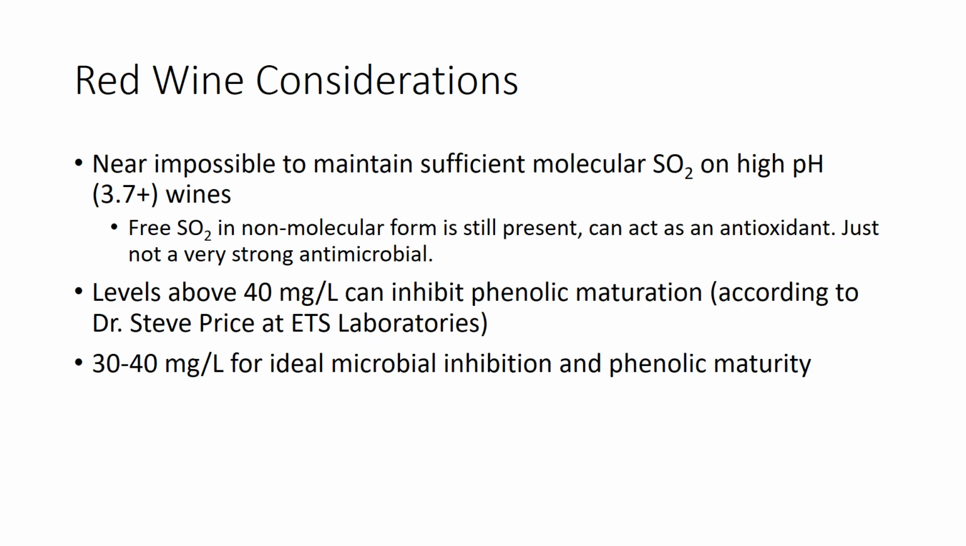This is a dangerous situation, though, because you don't want to go at a very low level of sulfur dioxide in the hopes of having quick maturation of tannin, because then you open the door to the spoilage of your wine. So to find a nice balance, he recommends between 30 and 40 milligrams a liter for ideal microbial inhibition and phenolic maturation in red wines.